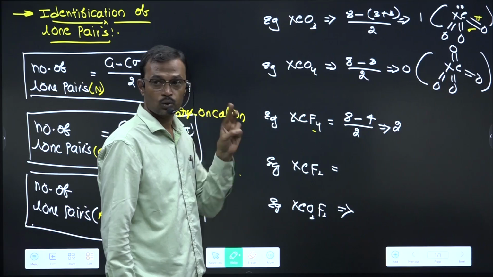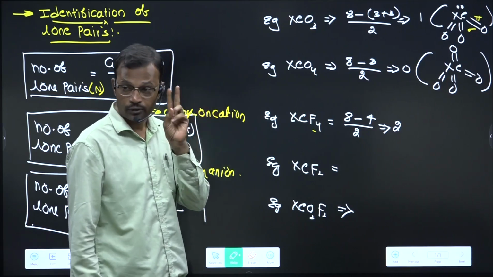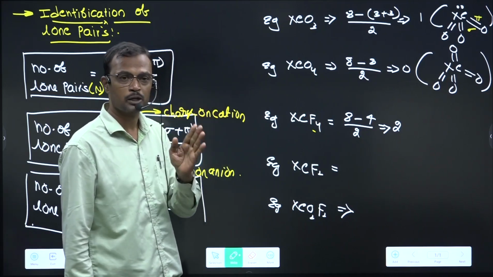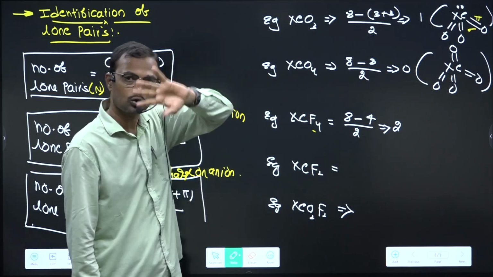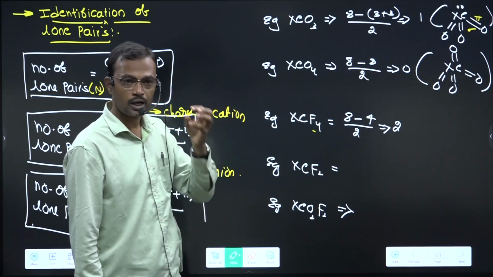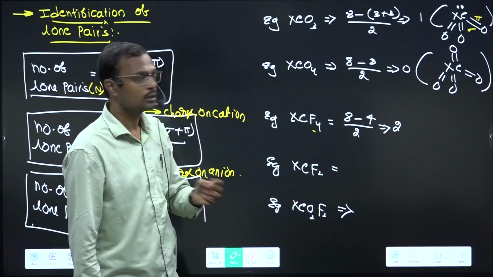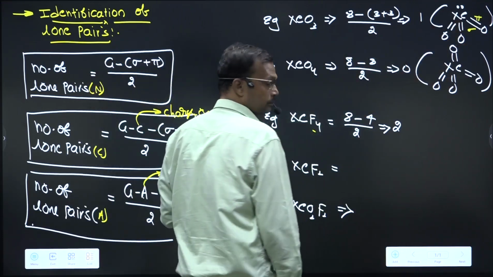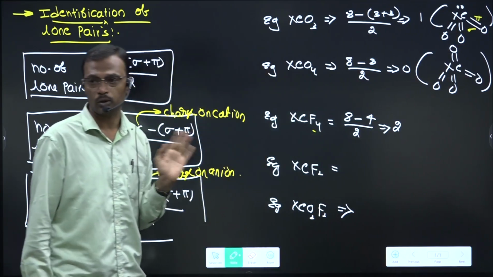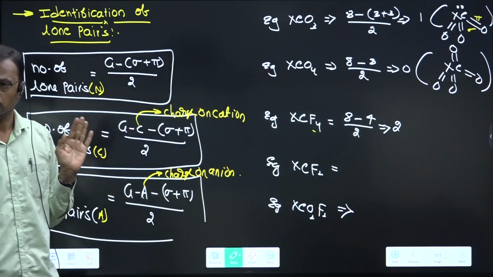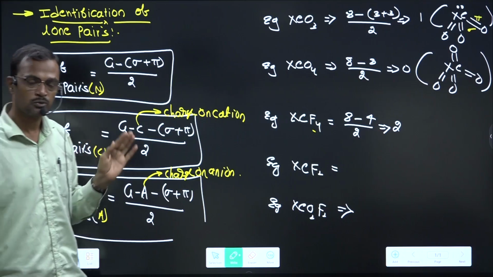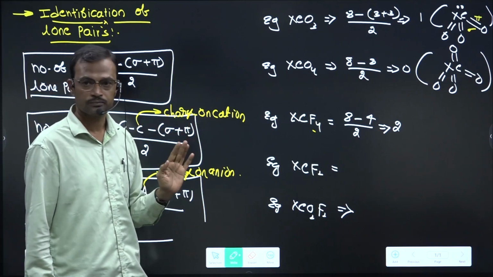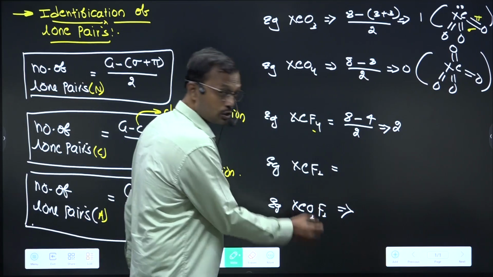Like that, there are 2 ways of asking. If they ask how many total lone pairs are present in a molecule, you need to count the total. But if they ask how many lone pairs are present on the central atom of a molecule, then we apply this formula only for the central atom, not for the total molecule. Clear? Because the central atom is responsible for hybridization with the terminals. Is it clear? Will you work out this too?